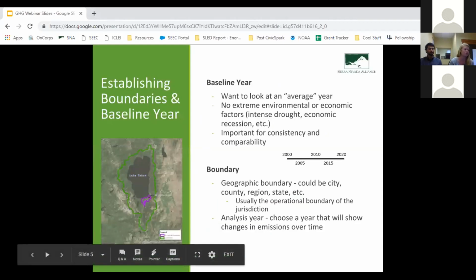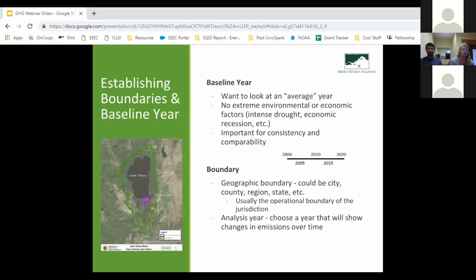So you're looking at establishing boundaries and your baseline year. For your baseline year, you're going to want to look at an average year, so no extreme environmental or economic factors like intense drought, economic recession, things like that. And this is really important for consistency and comparability across years.